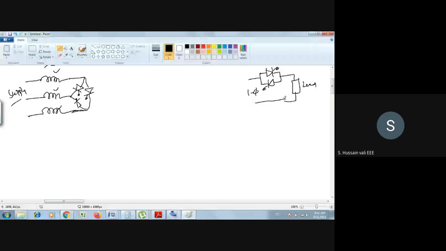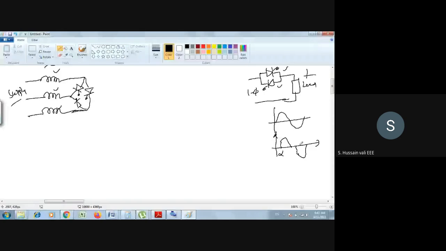So by changing the firing angle of these thyristors, as we have seen in the power electronics course, the waveform will change. What is the output of an AC voltage controller? Just recall the single phase. You get something like this, this is the output. So some part of it is totally deleted, which means the firing angle alpha.